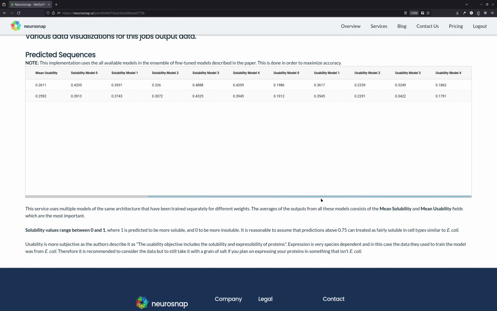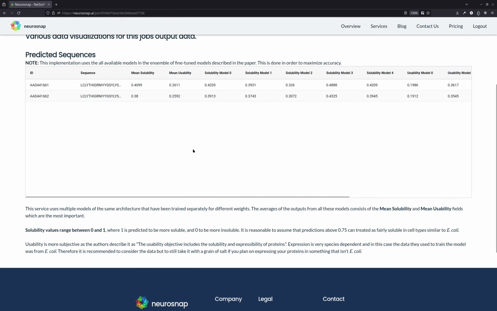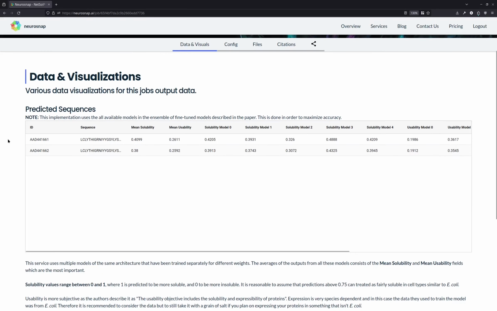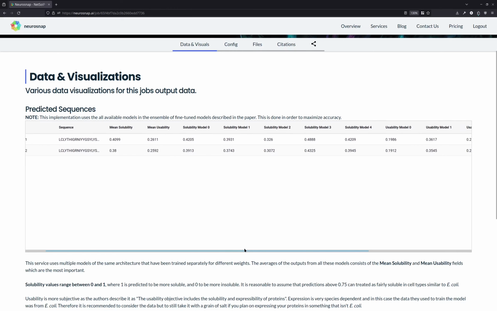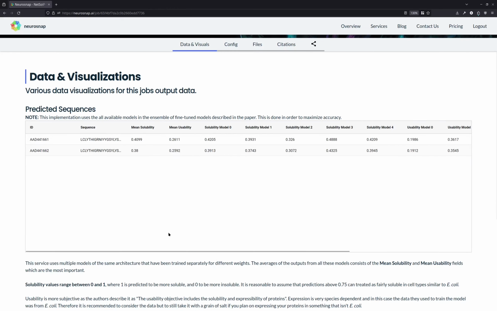As for these other columns, the reason why it says solubility model 1, solubility model 2, 3, and so on, is because this service actually uses an ensemble of different models that all predict solubility and usability. You can think of an ensemble as having 5 different models, and each one gives its own prediction. Once every single model has done its prediction, those results are aggregated and the average is presented over here. So these two columns are by far the most important, but in case you want to see what the other models think as well, we have the metrics available over here.